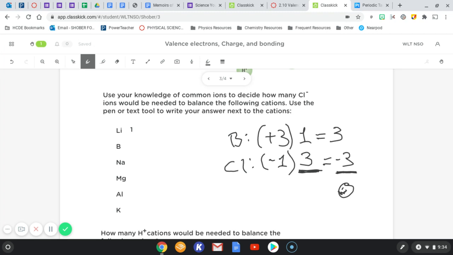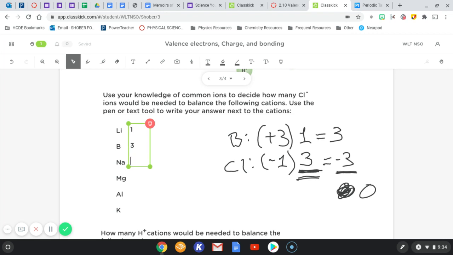That's supposed to be a smiley face. Oh my gosh. Whatever, just not a smiley face. It's just a 0 because I can't draw that detailed with this. So there we go. That's that. So we need 3 Cl ions. And so I could just go back to my text box, click right there, and put a 3.